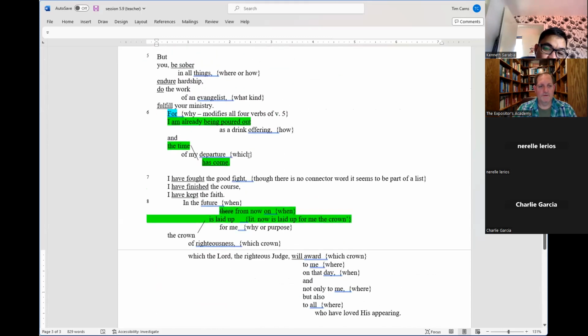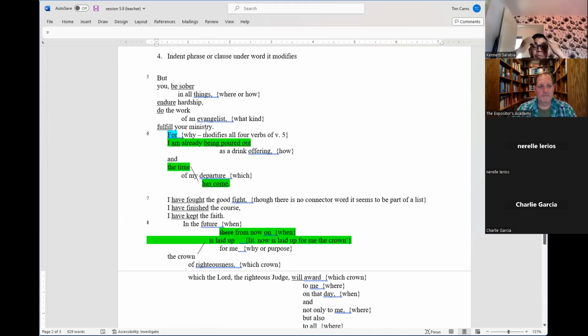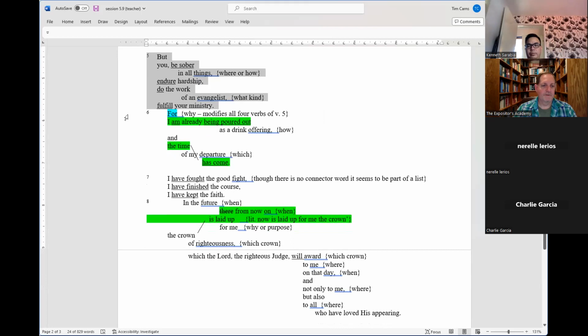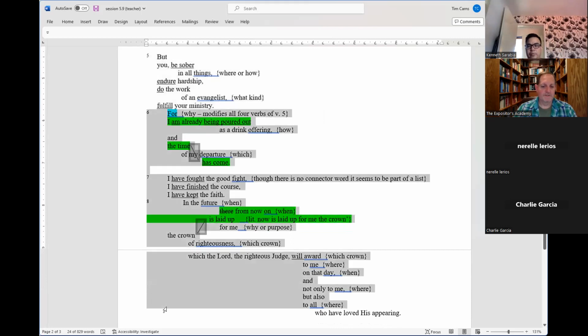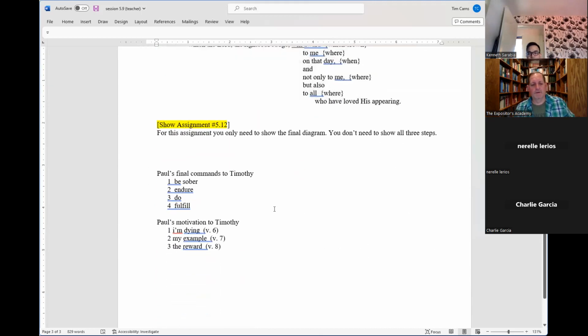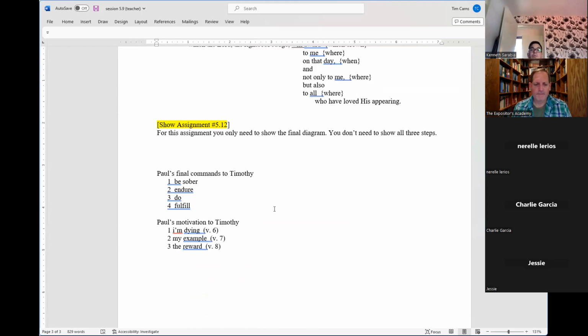That's sort of how I would see this. Here's the first point, verse 5, and the second point, verses 6 to 8, broken up into three. So that's how I would see it here. Does that make sense? You guys, any thoughts about that? Or is that what you were saying, Charlie, or were you saying something different?